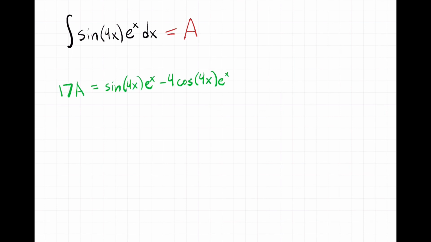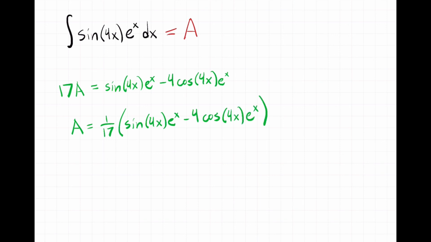So if we divide by 17, we get that A, which is the thing we're solving for, equals 1/17 of sine of 4x e to the x minus 4 cosine 4x e to the x. And we're done. We've actually solved the problem because we figured out the integral that we're looking for, the integral of sine of 4x e to the x dx, equals this expression right here.